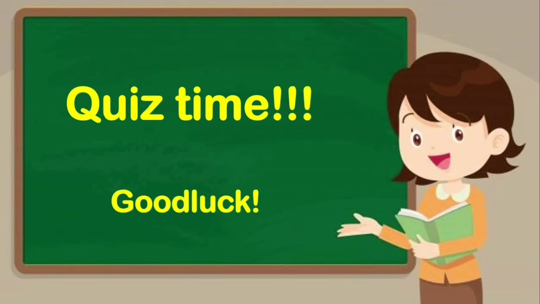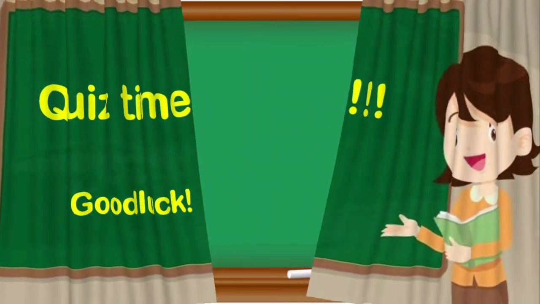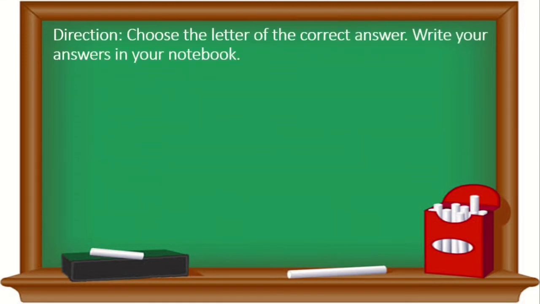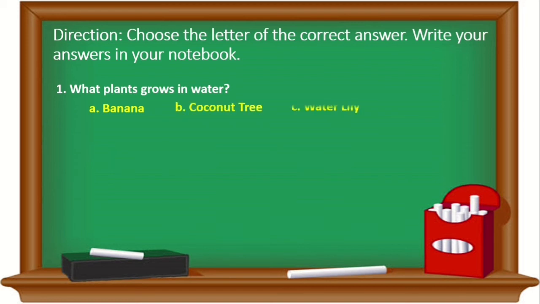Quiz time. Okay, choose the letter of the correct answer. Write your answers in your notebook. Question number 1. What plants grows in water? Is it A, banana, B, coconut tree, C, water lily, or D, mango tree? If you answer letter C, water lily, you're correct.